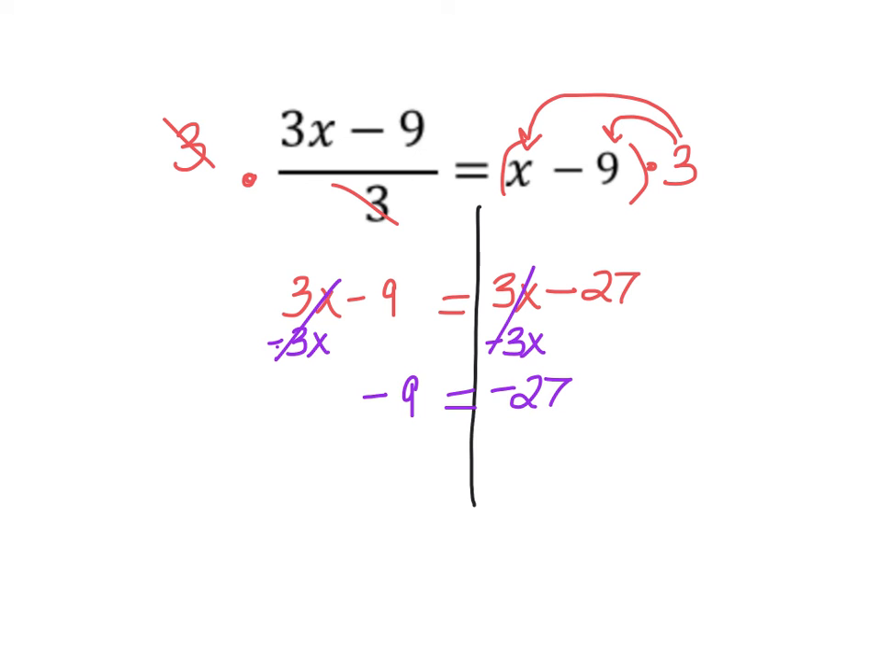Now here, if I read this statement, it says negative 9 equals negative 27. That is not true. So in this situation, my x's would always cancel out, and I would be left with this statement at the end. Negative 9 equals negative 27. This is not true, so there are no solutions to this equation. There is no number that I can plug in for x that would make this equation balanced, where the left side is the exact same as the right side.